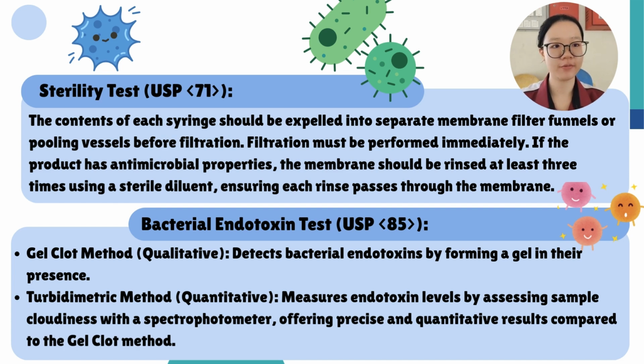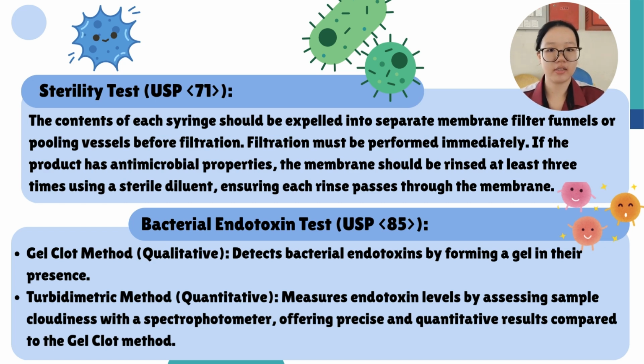Based on USP 85, this test detects the endotoxins, which are toxic substances found in the outer membrane of gram-negative bacteria. This can cause a serious reaction if introduced into the bloodstream. There are 2 primary methods. First, the gel clot method. It is a qualitative test. If the endotoxins are present, the solution will form a firm gel.